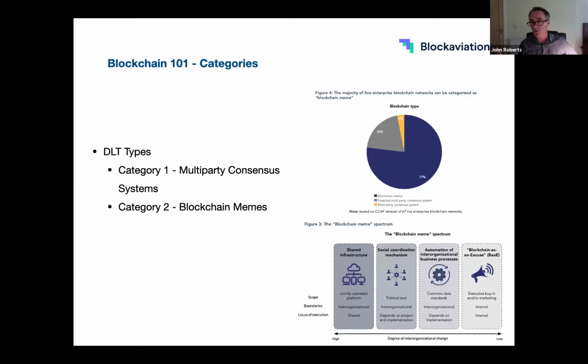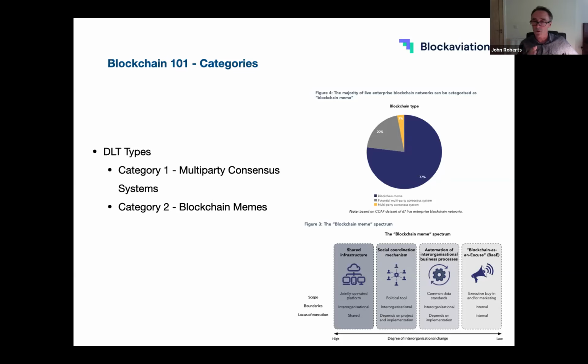So down the bottom, you've got a spectrum, which I guess is where things develop out to being high on the blockchain meme spectrum. So you start on the left, where again there's a lot of hype around blockchain, and blockchain is an excuse type projects. And these projects tend to be internally focused, and there's executive buy-in, and they're used for a marketing purpose. So you can sort of judge for yourself where some of the projects are on this spectrum.